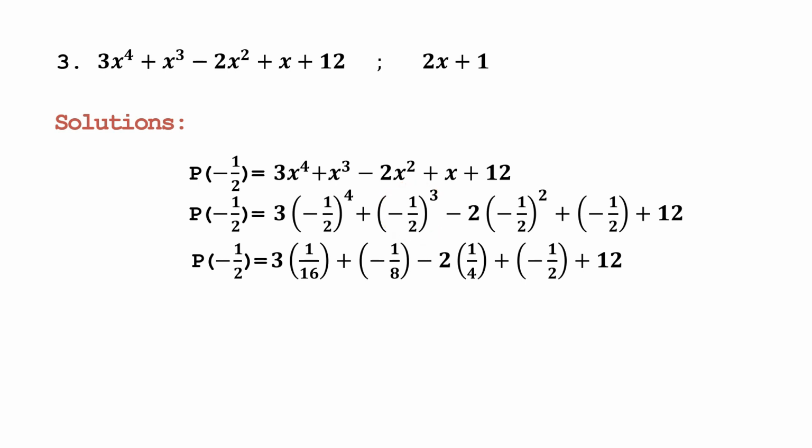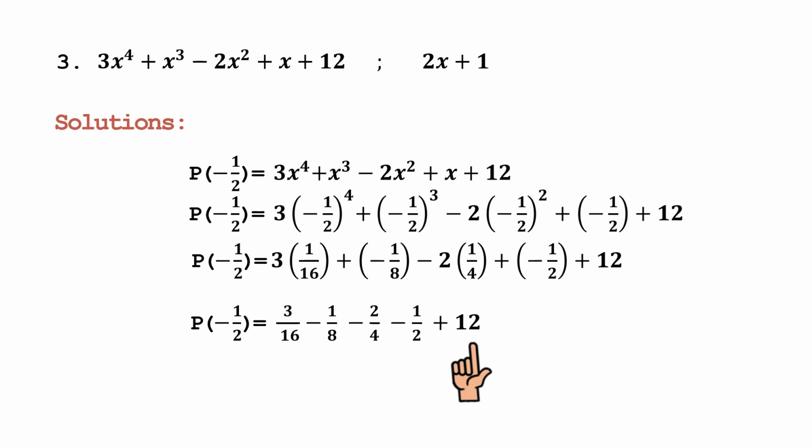Then just copy negative 2 and then simplify negative 1/2 raised to 2, and that is negative 1 raised to 2 is equal to positive 1, and then negative 2 raised to 2 is equal to positive 4. And then just copy negative 1/2 and then positive 12. Let us simplify this one by multiplying 3 times 1 over 16, that's equal to 3 over 16. And then just copy minus 1 over 8, multiply negative 2 to 1/4, that's equal to negative 2 over 4, and then copy minus 1/2, then copy plus 12.